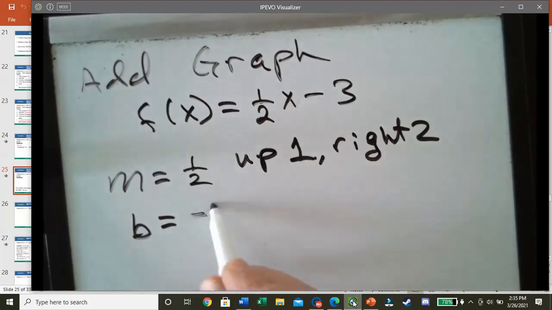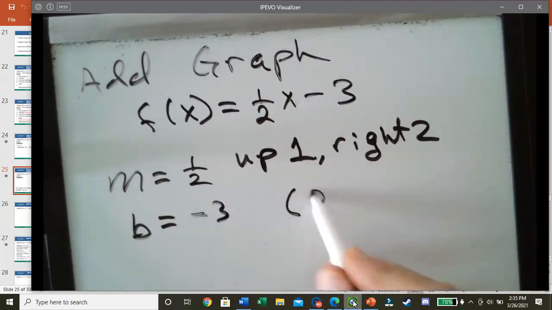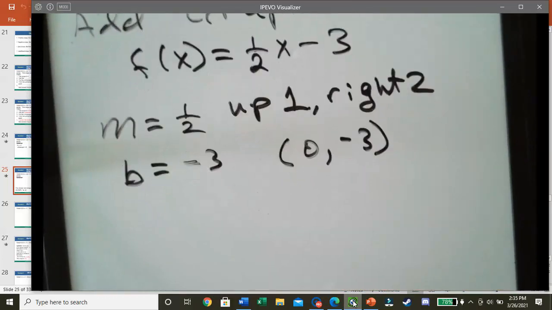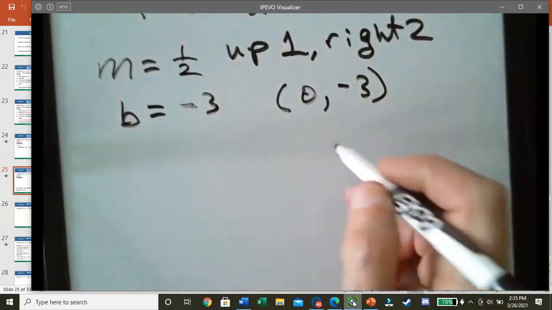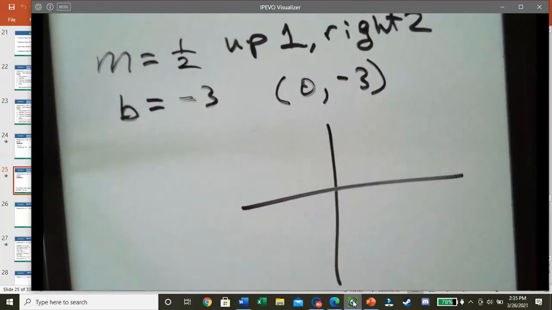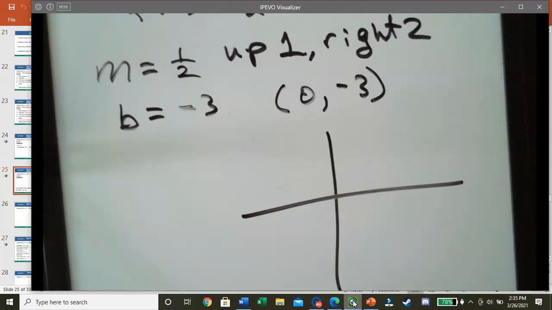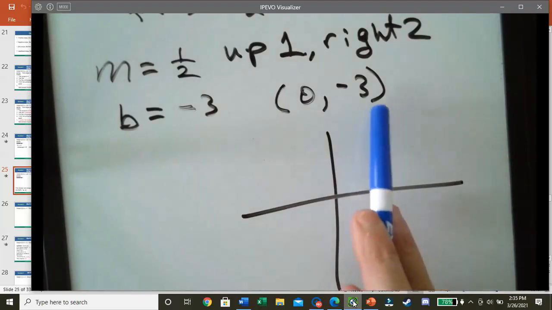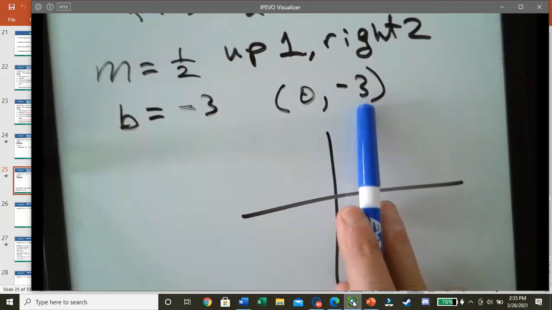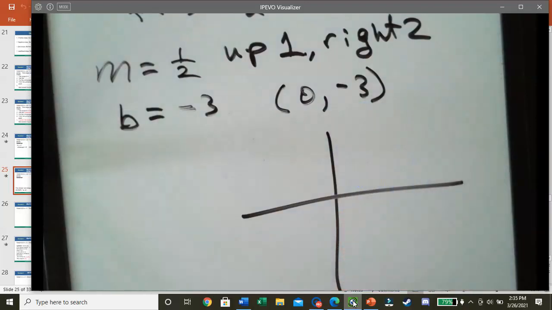Negative 3. So our y-intercept is (0, -3). Okay, questions? All right, so we want to graph that, right? So where do we start? What point do we start with? Yeah, we always start with the y-intercept. Always start with the y-intercept.